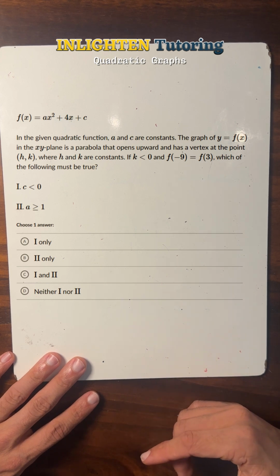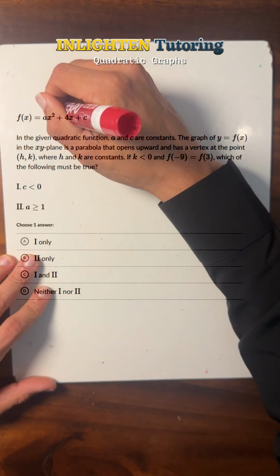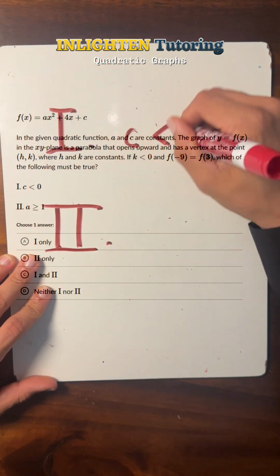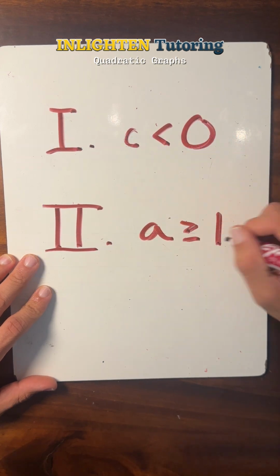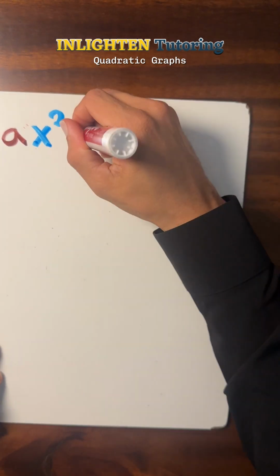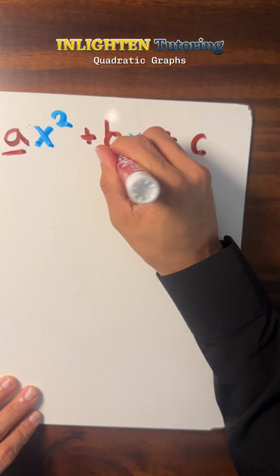If k is less than 0 and f of -9 equals f of 3, which of the following must be true? Number 1, that c is less than 0, or 2, that a is greater than or equal to 1. So we are going to be looking for our a, x squared plus b, x plus c. And we're looking for these three numbers.